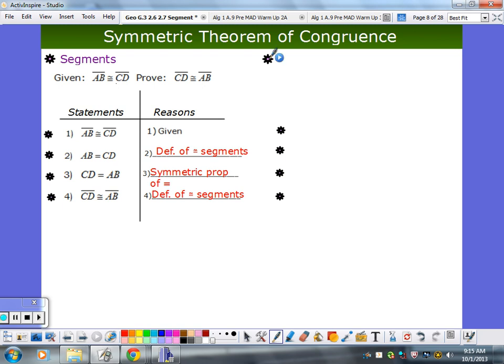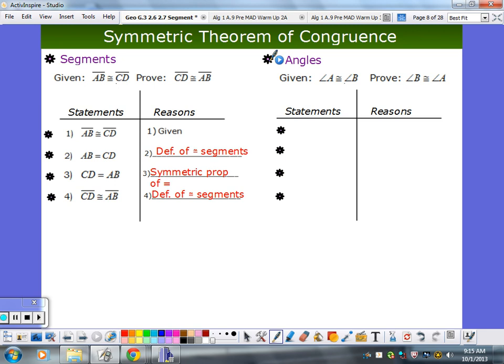So let's look at it for angles. I'm given that angle A is congruent to angle B. How can I prove that angle B is congruent to A? So let's start with our given. Angle A is congruent to angle B. What do you think the next statement should be? Well, I'll tell you, it's on the paper, right? Their measures are equal. How come? Definition of congruent angles.